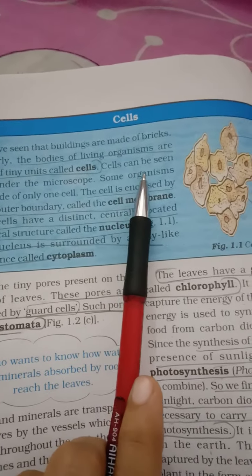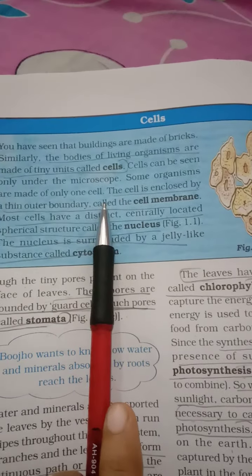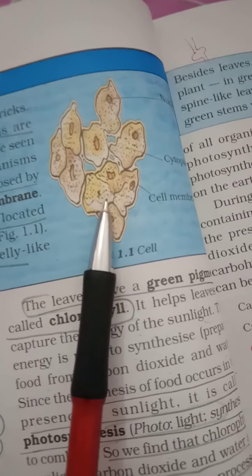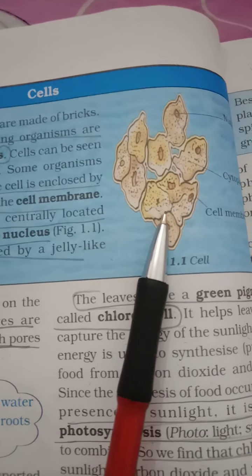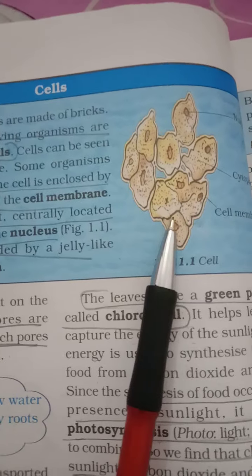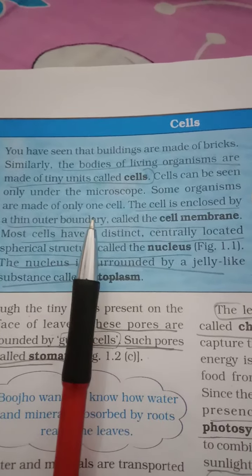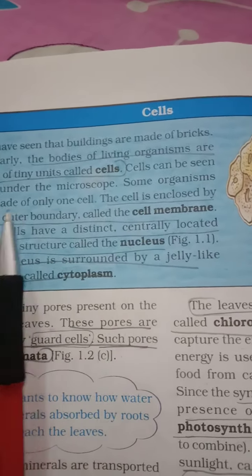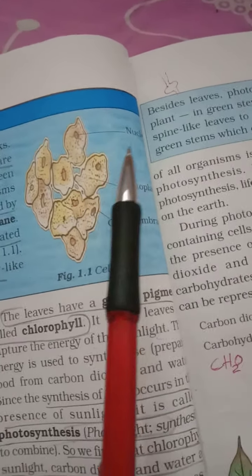The cell can be seen only under the microscope. We need to understand that these cells can only be seen under the microscope. They cannot be seen with the naked eye. We need to use a microscope. Some organisms are made up of only one cell, and the cell enclosed by a thin boundary is called the cell membrane. So we need to understand this is our cell.